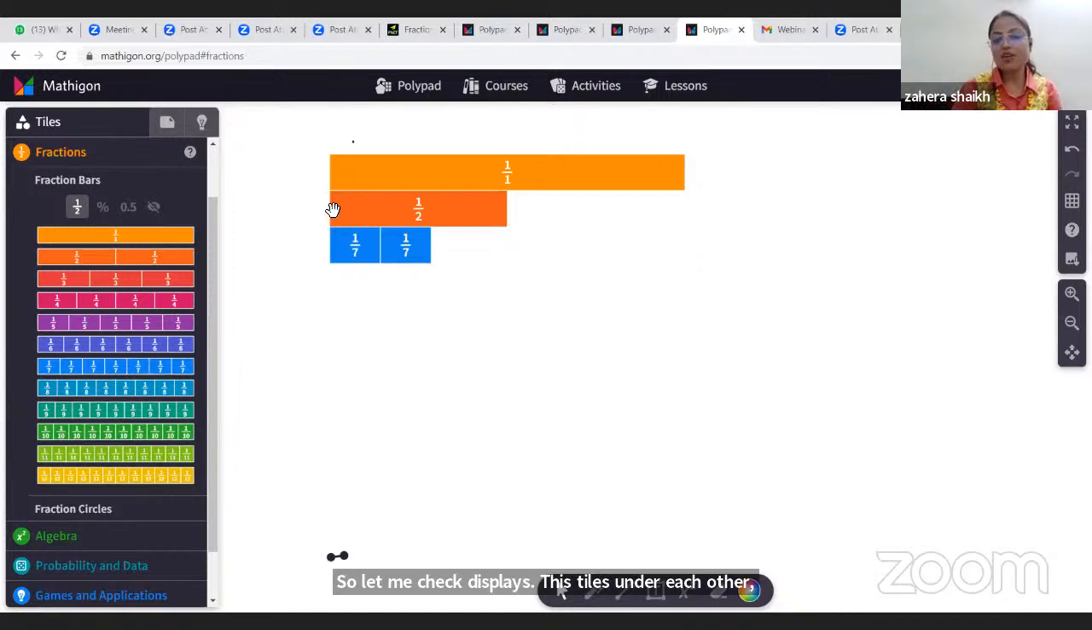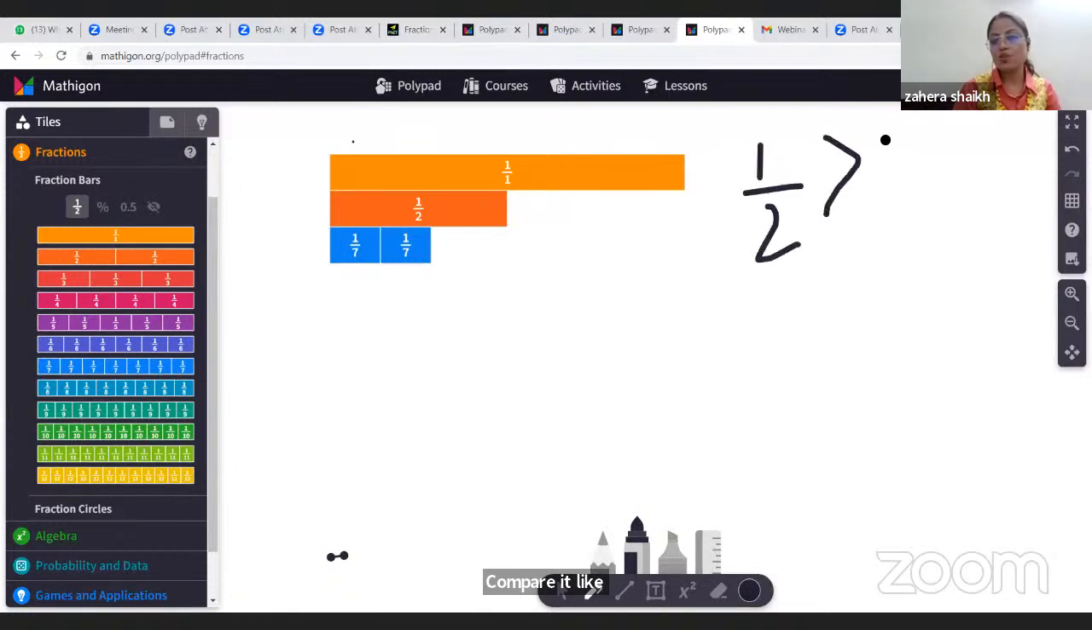It's quite clear from this visualization that half is already exceeding, and two tiles of 1/7, that is 2 by 7, is just behind this half. So I can write the comparison like this: half is greater than 2/7.